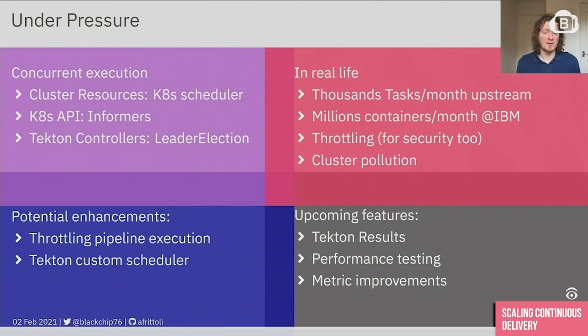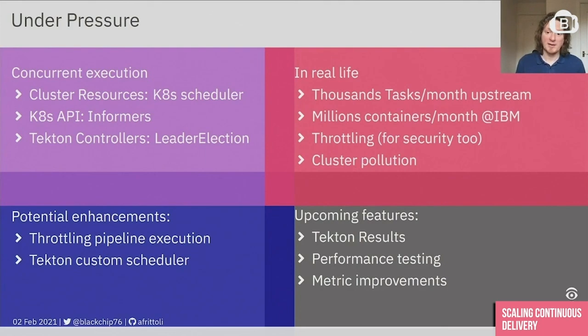Also, we have the ability, through leader election, which is a functionality provided by Knative, to scale our controllers horizontally. So we can have many of them, and they will break down the different pipelines into buckets. Each controller is responsible for a set of the pipelines to be executed. Potential enhancements that we could do in this area are things like throttling pipeline execution, so limiting the number of pipelines we can run concurrently. And we have also been talking about a custom scheduler. At least it is an idea that has been proposed, but we are still considering it.